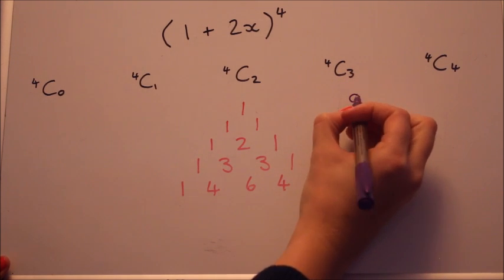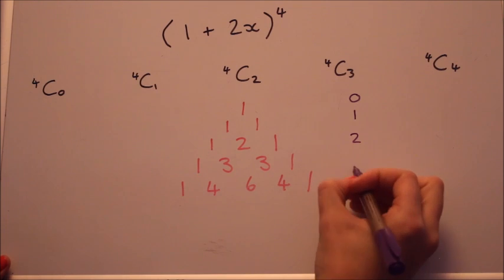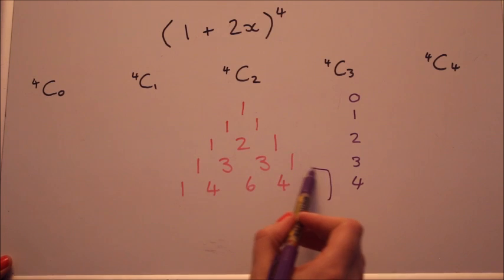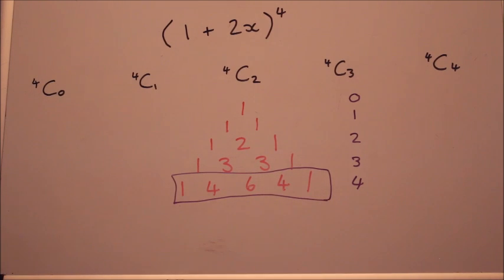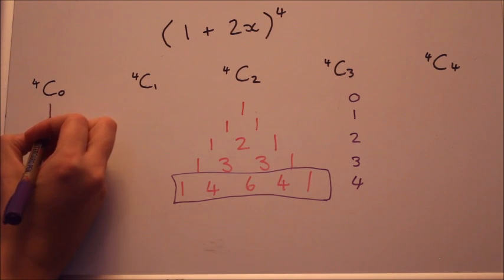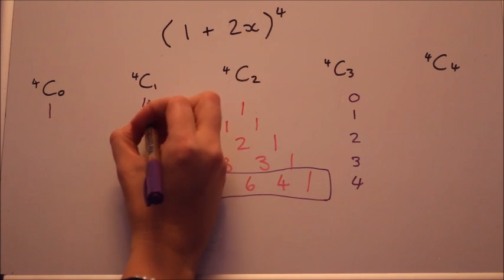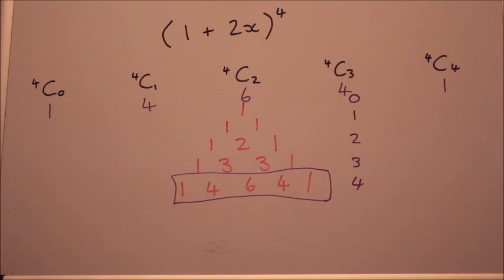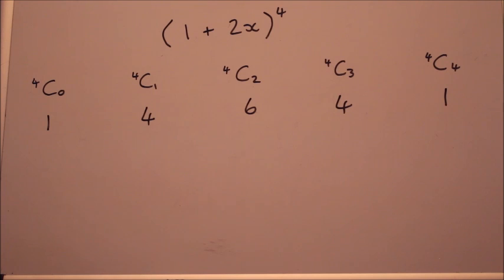The top row is row 0, the next row is row 1, 2, 3, 4. Now because we've got the power of 4, we want the 4th row. So there are those numbers there. If you go ahead and use the formula to work out these numbers, you should get that they are 1 4 6 4 1. Do check that. It's good practice, but as I said, it's good to know both of those ways. So that's the first step, getting these numbers either by using the nCr notation or using Pascal's triangle.